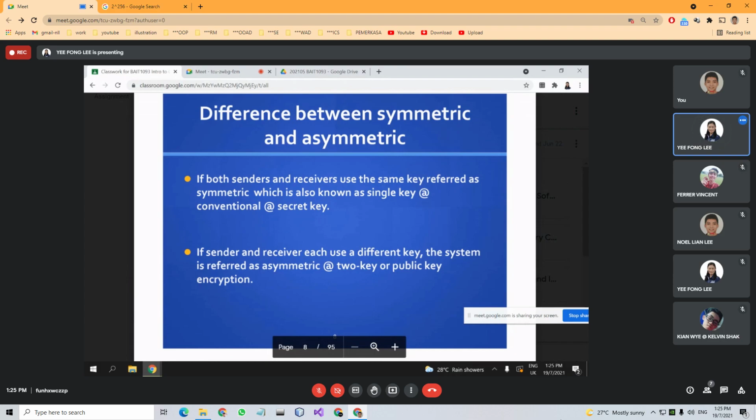However, the second bullet is talking about asymmetric encryption, which we will learn next week. Asymmetric means different. Use different keys, or public keys, for encryption. So the sender and the receiver will use different keys. Okay, that's the main difference between symmetric and asymmetric.